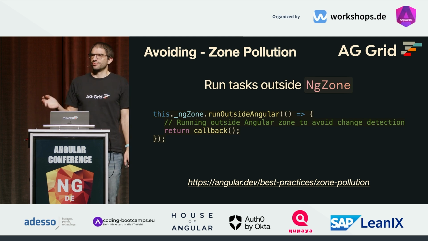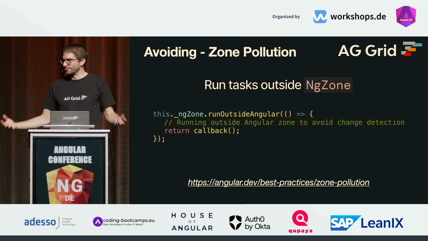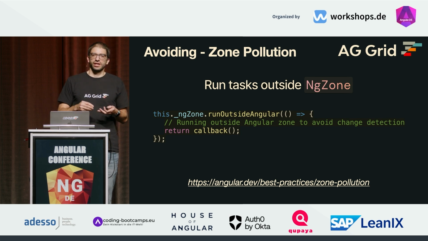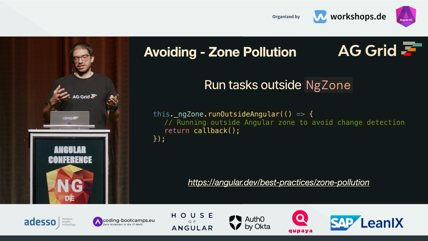You might be thinking, why would we want to run outside of Angular when we're building an Angular app? Well, even within Angular apps, there's sometimes some code which doesn't necessarily have to update the template. So you might be doing lots of other calculations which you can maybe run outside of Angular. And this is something which we can do with AG Grid.